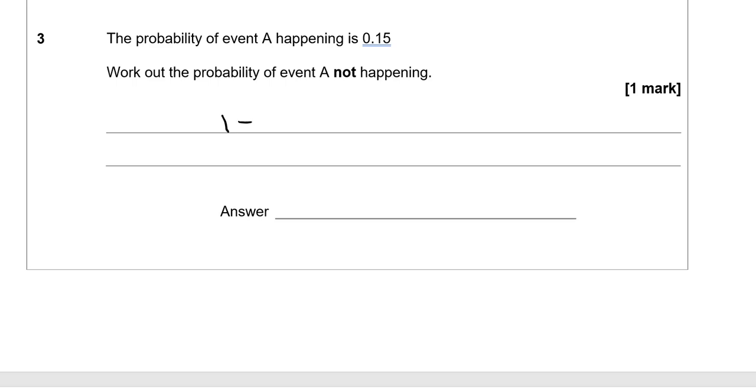So 1 take away 0.15 should give us the probability of event A not happening, which is equal to 0.85.